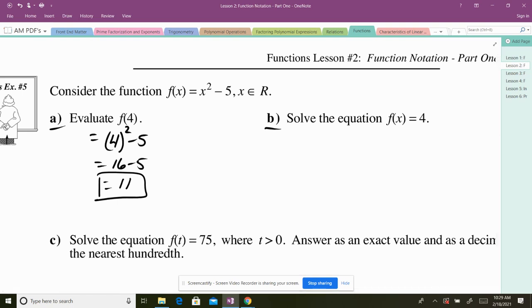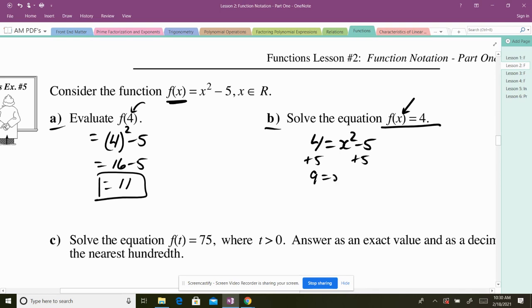Now, second part says solve f of x is equal to 4. So what do we do? We just did this. Or 4, sorry, just positive 4. You don't put it in for the x's. You only put it in for the x's when it's in the brackets, right? If it says f of x equals 4, well, this is f of x, so just make it equal to that. 4 equals x squared minus 5. If there's nothing in the brackets except the x, it's saying solve for x. Okay. So what do I do here? Add 5. So I get 9 is equal to x squared.